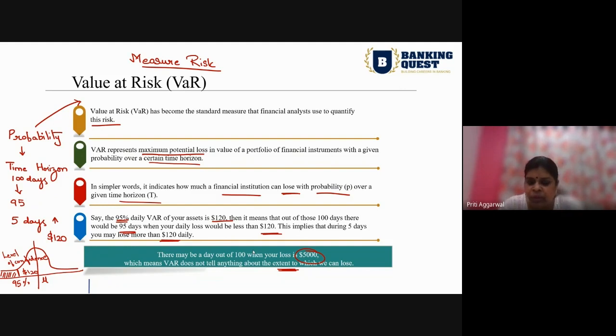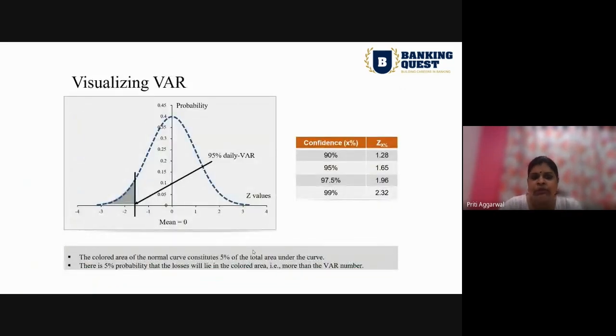Given a level of confidence, if we have to visualize a VAR, I'm talking about a 95% daily VAR. So this 1.28 is your level of confidence. Your Z score at a 90% level of confidence is 1.28. Your Z score for a 95% confidence level is 1.65, for 97.5% it is 1.96, and for 99% it is 2.33, right?